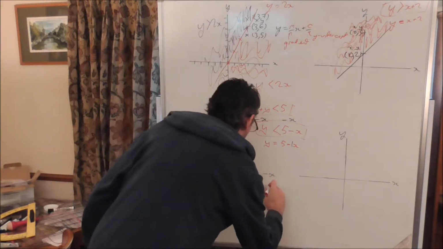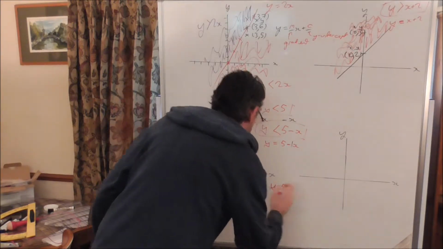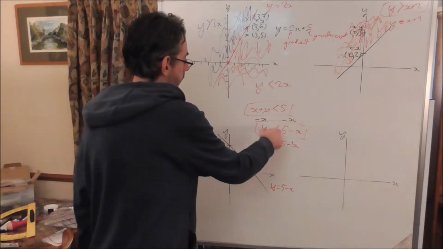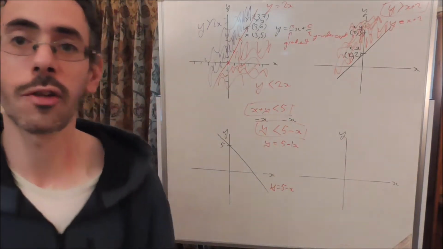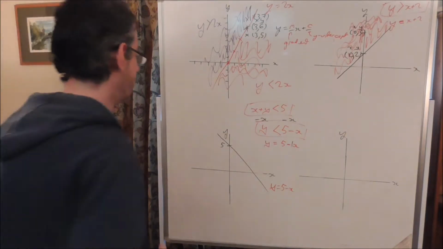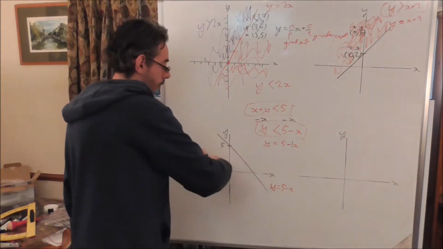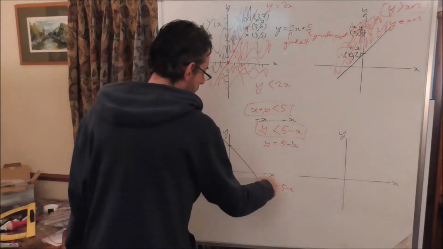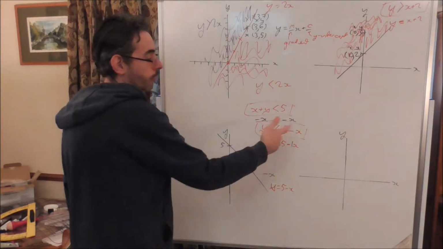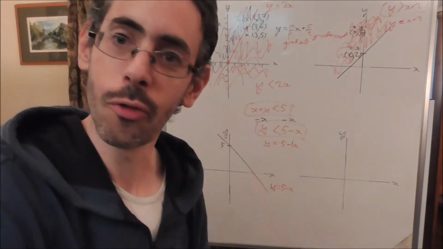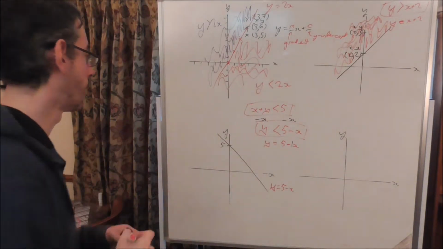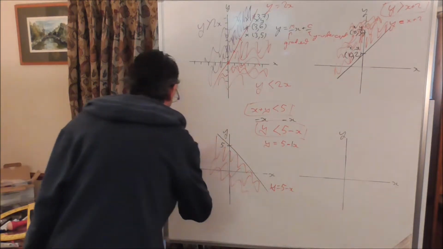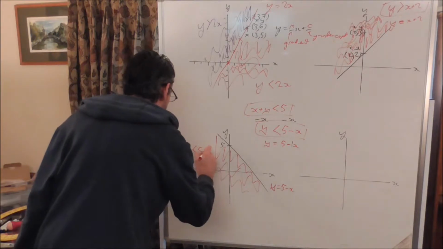So this is the line y equals 5 minus x. We want the region of points where the y-coordinates are less than 5 minus the x-coordinates, where y is less than 5 minus x. So is that going to be above the line, or is that going to be below the line? Well, for any point on the line, y equals 5 minus x. If we want y to be less than 5 minus x, we need to go below the line, because when we go down, the y values get smaller. So this is the region that we want. This is the region y is less than 5 minus x.